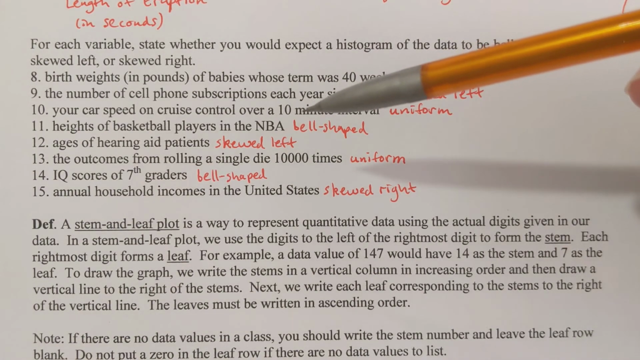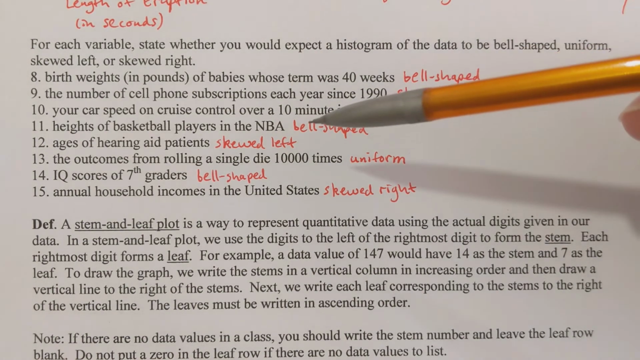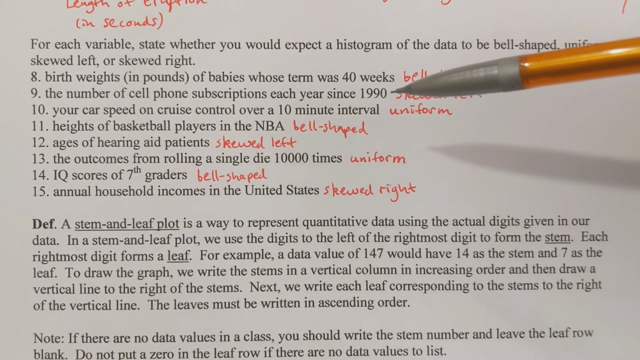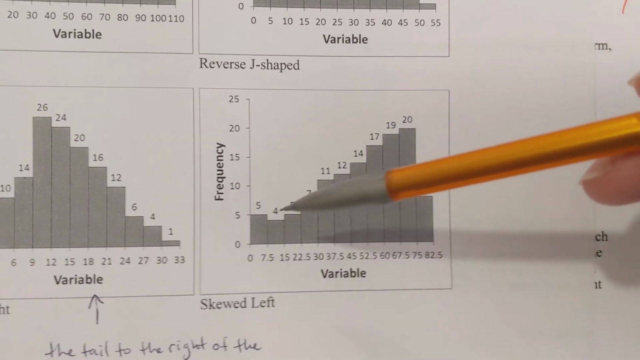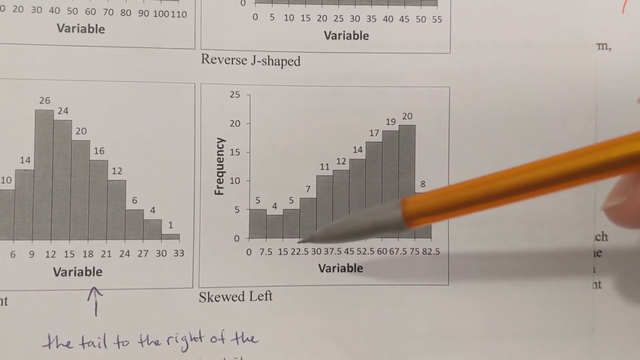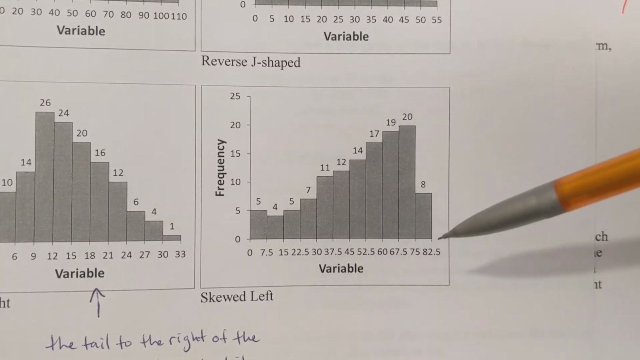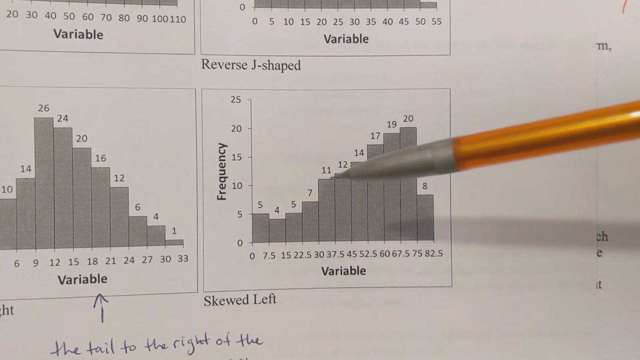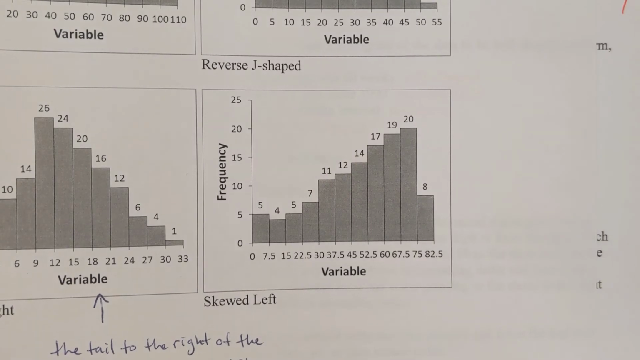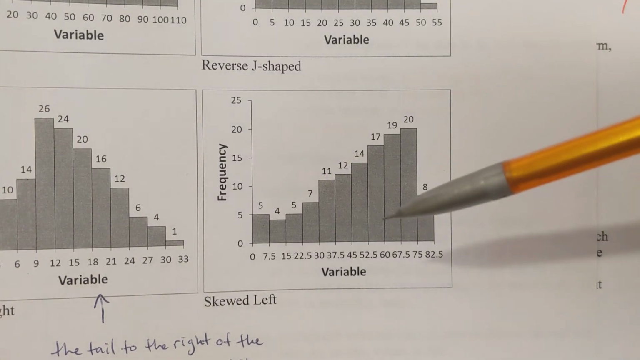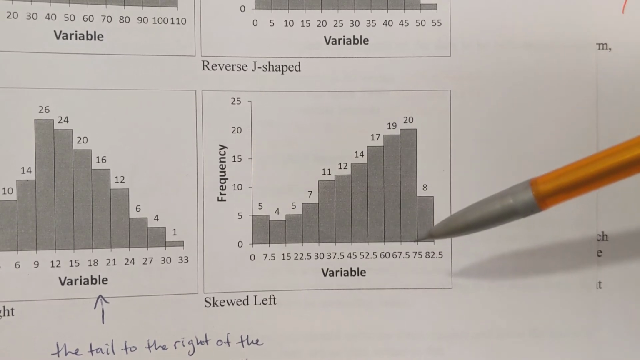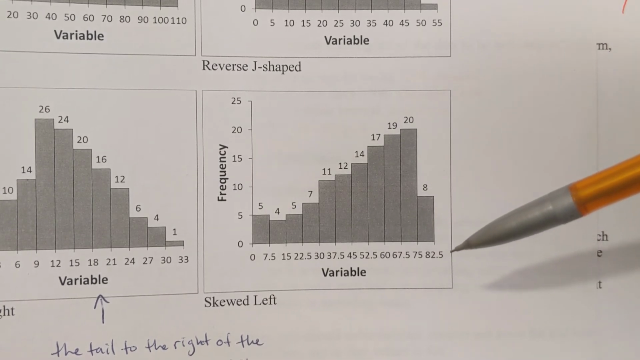Hearing aids of patients would be skewed to the left. If the horizontal axis represents the age, and the vertical axis represents the number of people who have a hearing aid, usually older people have hearing aids. So there are going to be more people out here, and the bars are going to be higher as we get towards the right side.